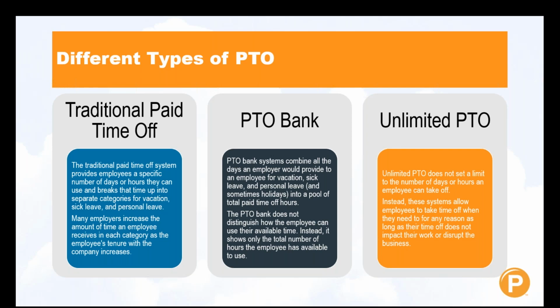Instead, it shows only the total number of hours the employee has available to use. And then we have this bucket that is fairly newer compared to the other two, and it's the unlimited PTO, sometimes called discretionary PTO. Unlimited PTO does not set a limit to the number of days or hours an employee can actually take off. And these are, like I said, becoming more and more common.